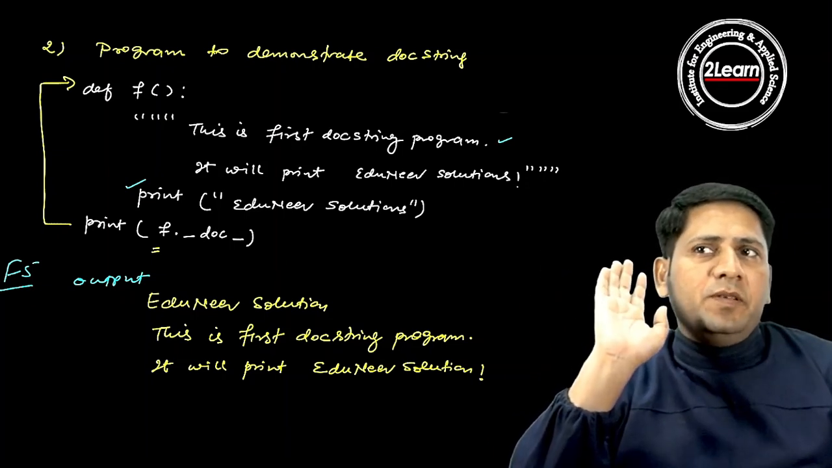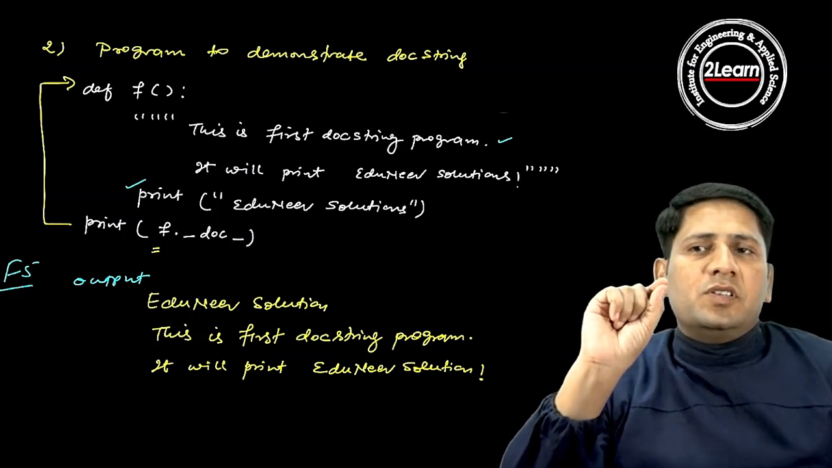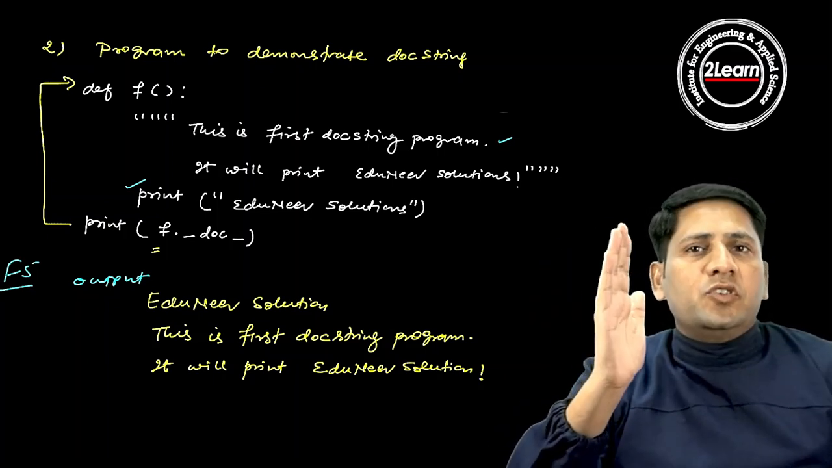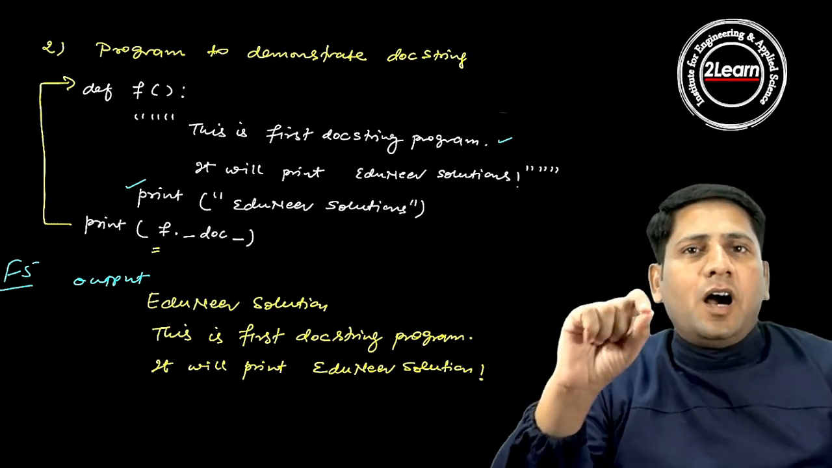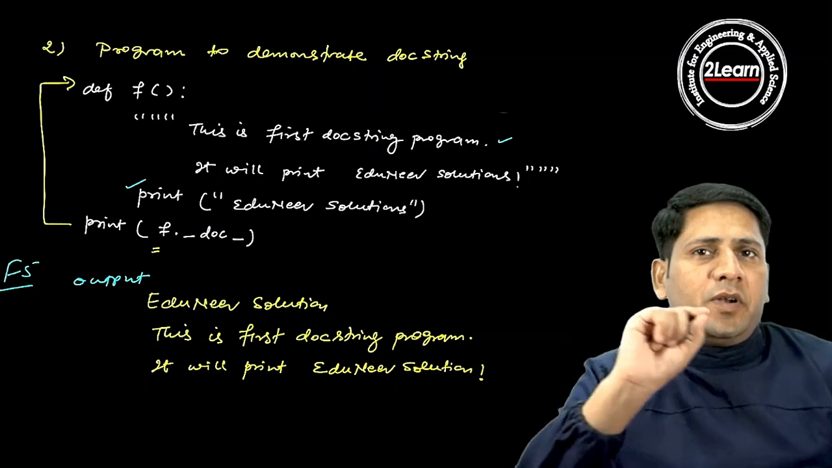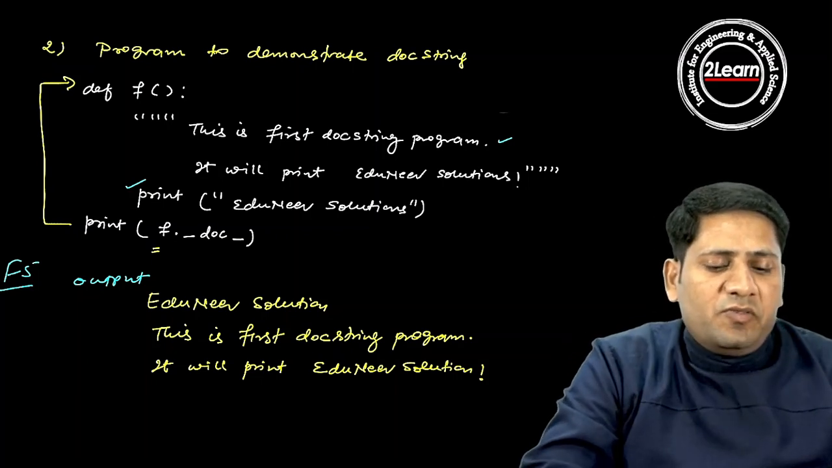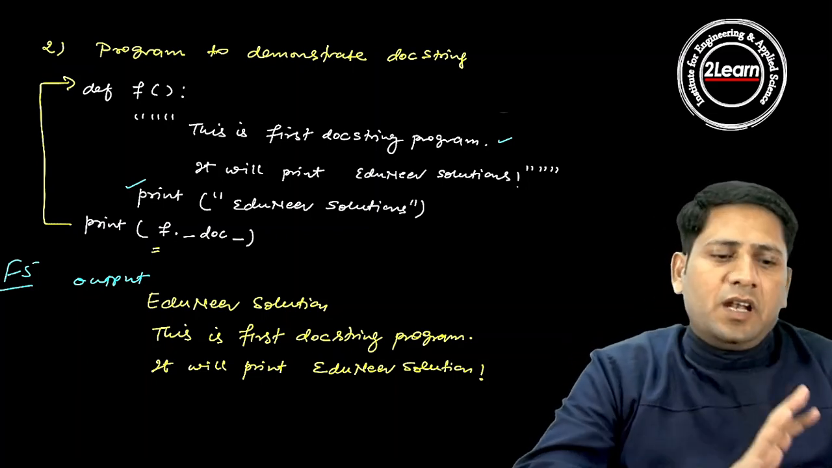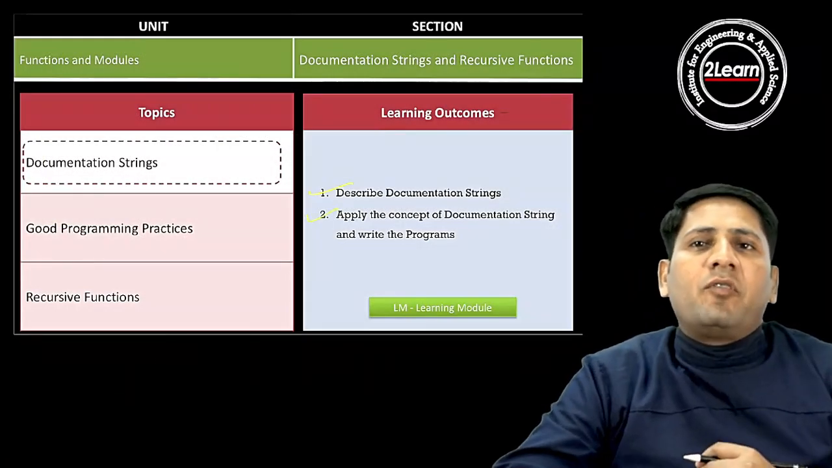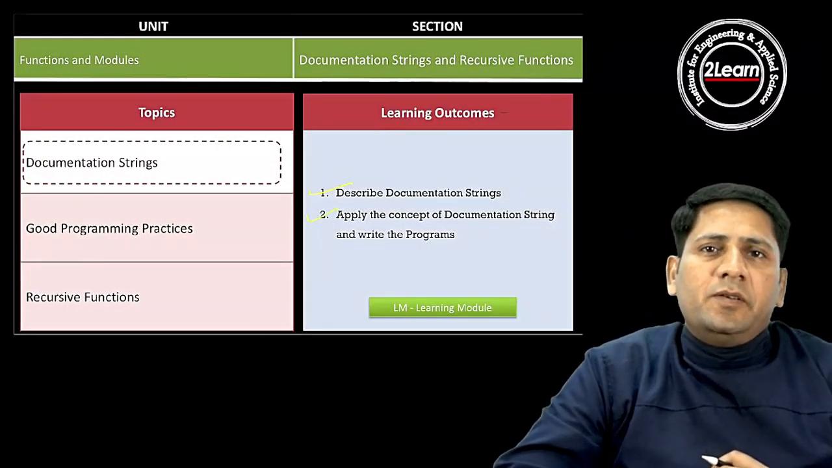Is it clear to everybody? I'm very much sure this concept is clear to everybody. Okay, how to write a program using docstring and how the output will be produced by the Python interpreter. So dear student, in this way, we have achieved our second learning outcome. Now you are able to apply the concept of documentation string and write the programs.